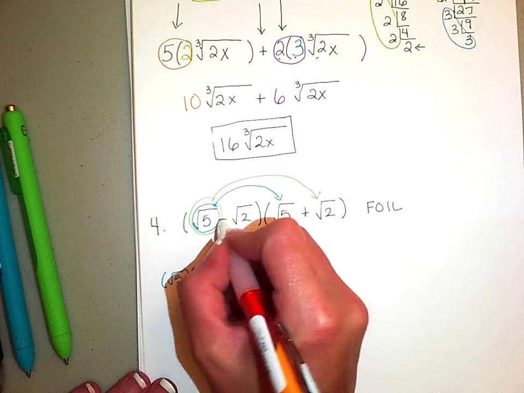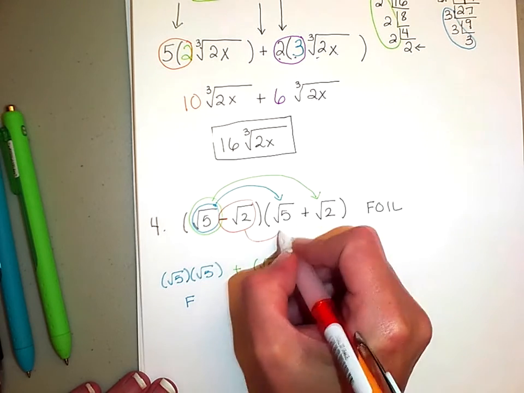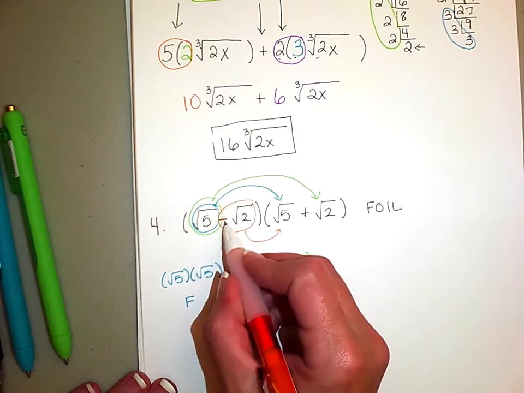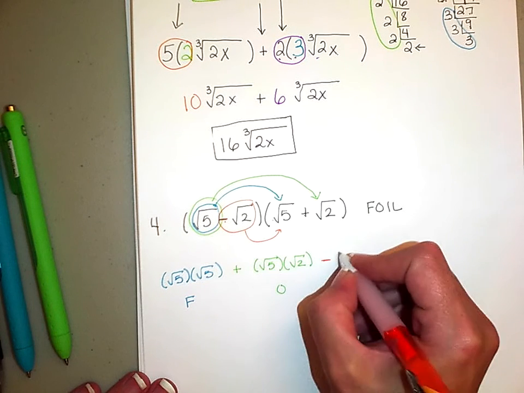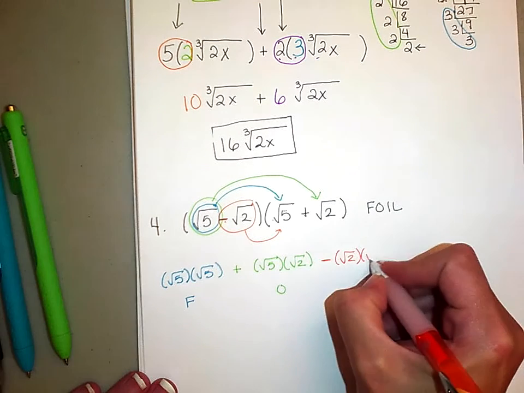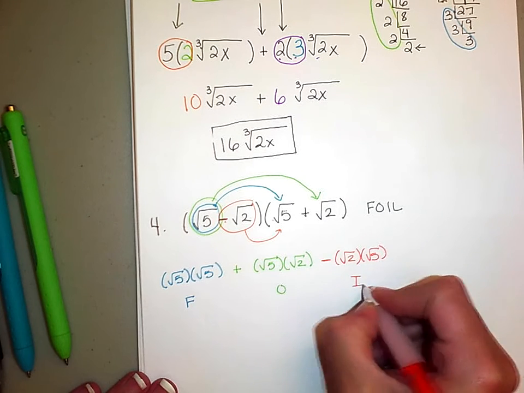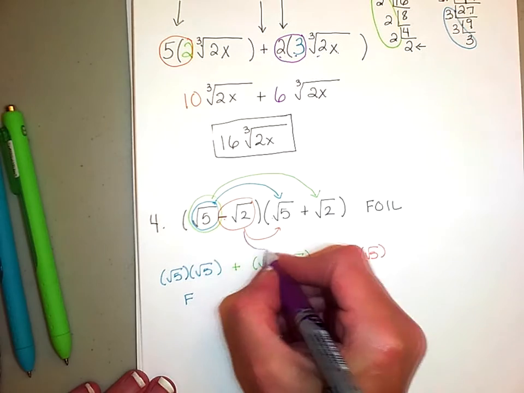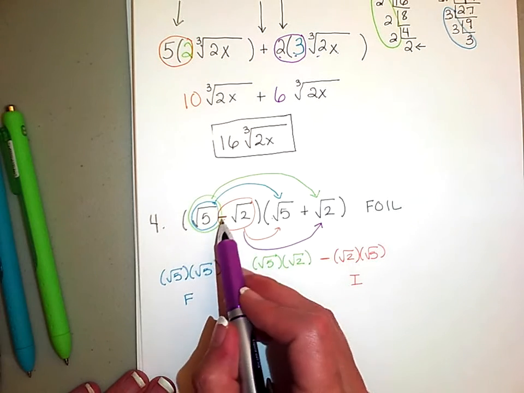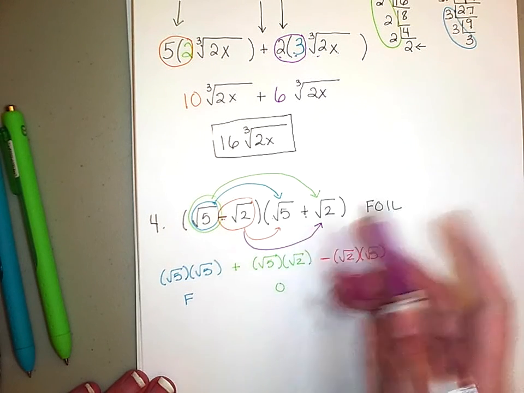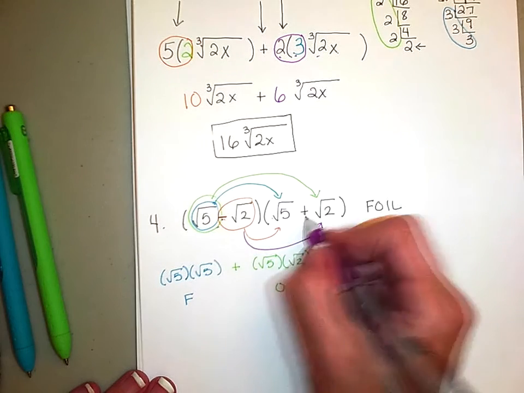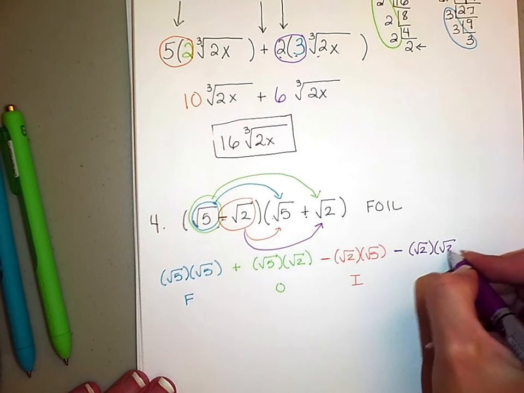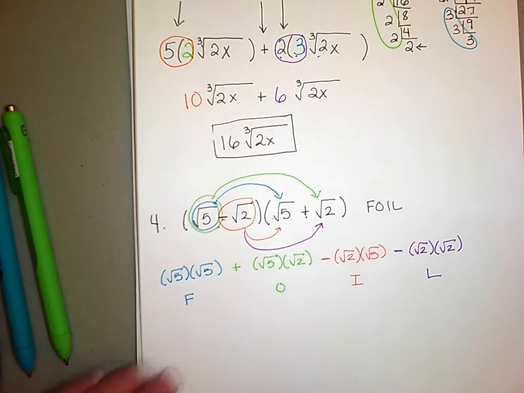Now here we're going to be careful because we've got this negative, okay? So here we're going to take a negative and a positive become negative. Square roots of 2 times square roots of 5. These are the inner. And then lastly, we can take these two. A negative times a negative, a negative times a positive becomes negative. And then we have the square root of 2 times the square root of 2. And these are the last.